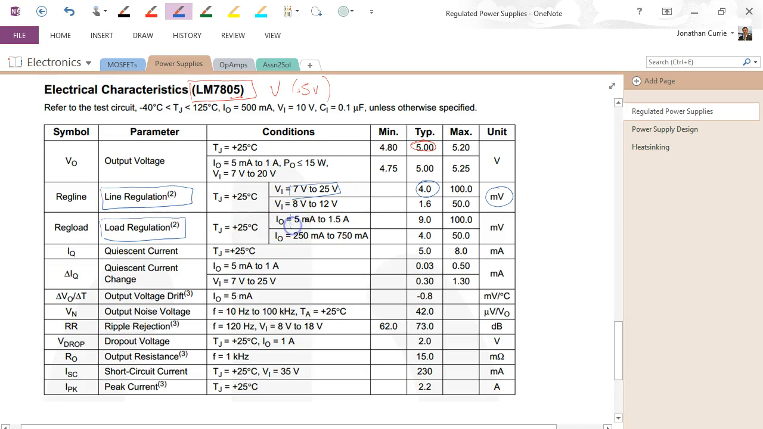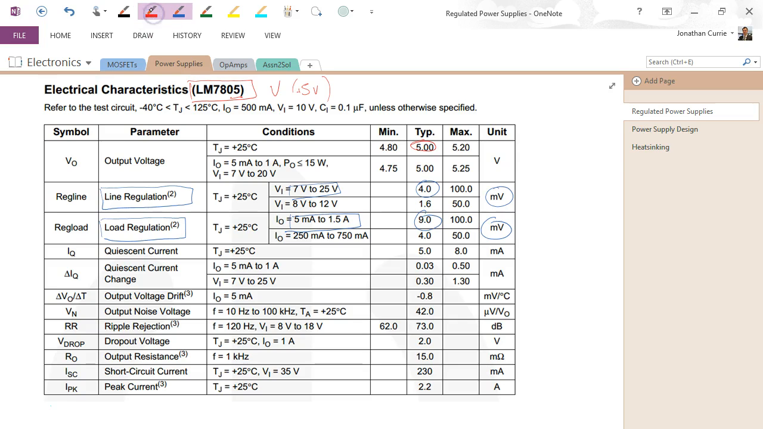With our load, if we change the output current from 5 milliamps to 1.5 amps, so it's a huge change once again in current, we see that the output voltage changes only by 9 millivolts. So large changes in line or load result in very small changes in the output voltage. So it is a very accurate device that provides very good regulation, which is why these are so commonly used.